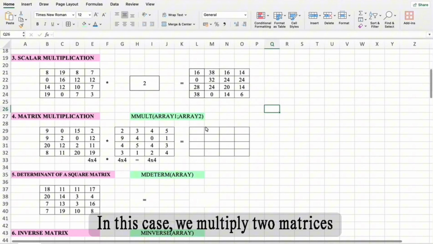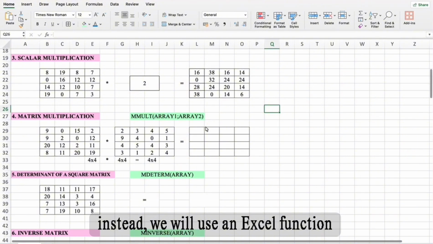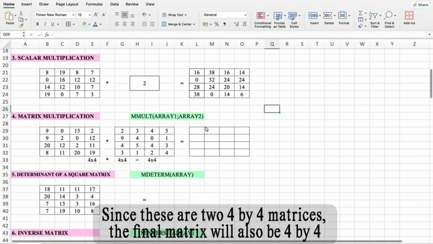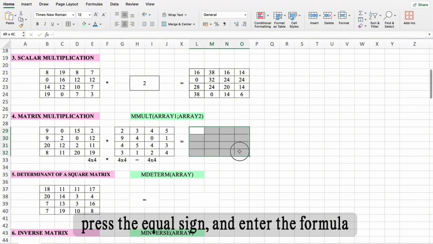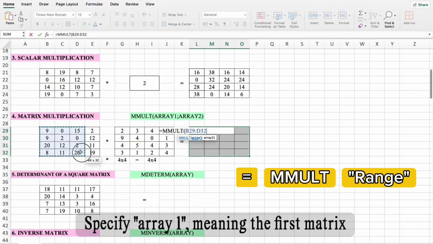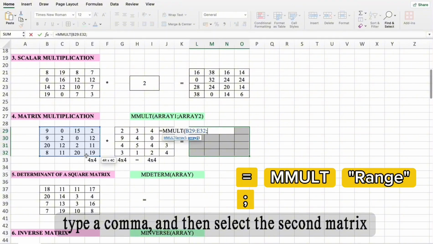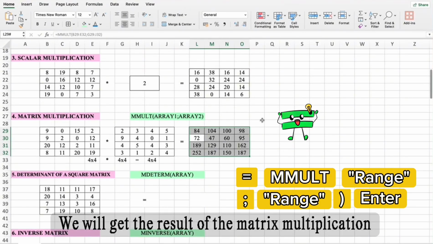In this case, we multiply two matrices. We will no longer do it manually. Instead, we use an Excel function. Since there are two 4x4 matrices, the final matrix will also be a 4x4. First, we select all the cells where we want to show the result. Press the equal sign and enter the formula. And then specify array 1, meaning the first matrix. Type a comma and then select the second matrix. After that, we close parentheses and press enter, and then we will get the result of the matrix multiplication.